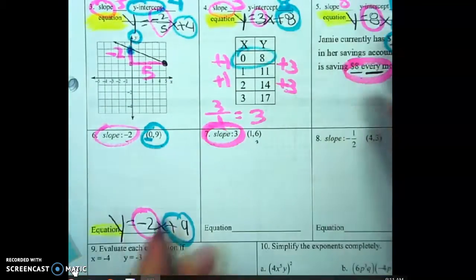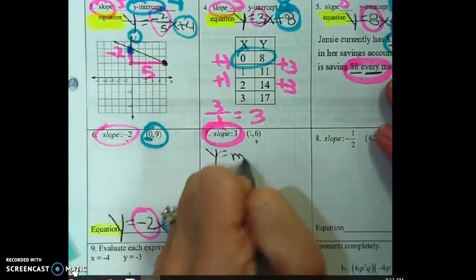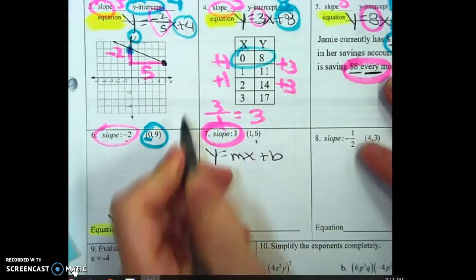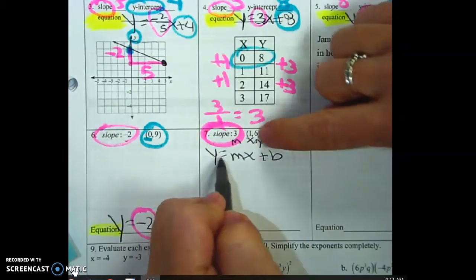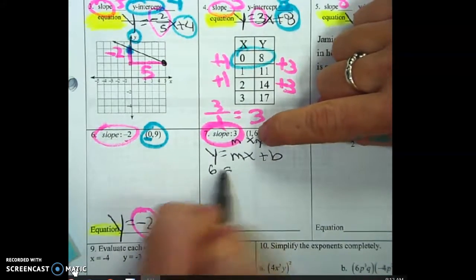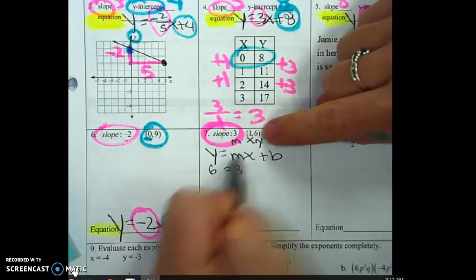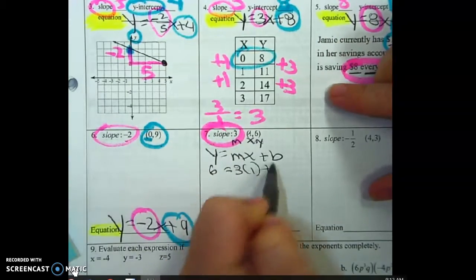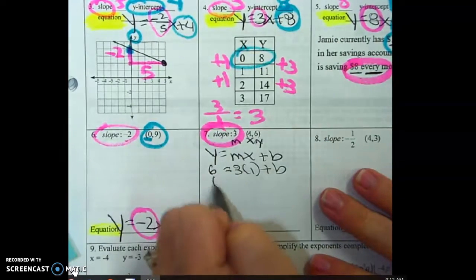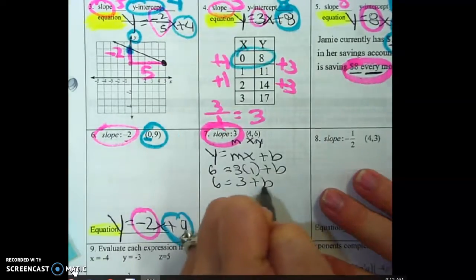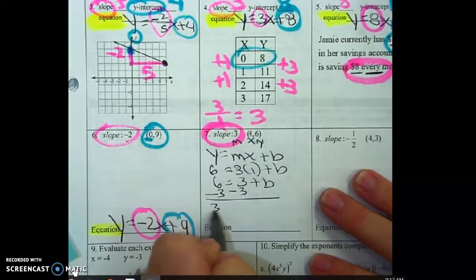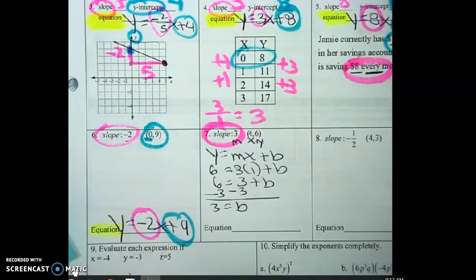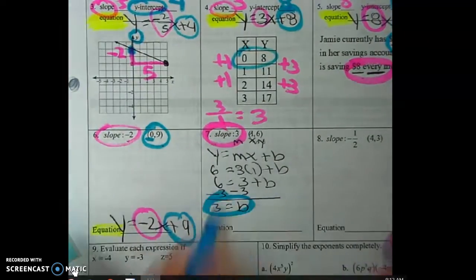But this is not my y-intercept because there is no 0. So I've got to find it. So I'm going to go y equals mx plus b, where this is my m, this is my x, and this is my y. So the y goes in there, my m goes in there, my x goes here, and now I solve. 6 equals 3 plus b. This is a positive 3, so the opposite is minus. 3 equals b. I got my blue.